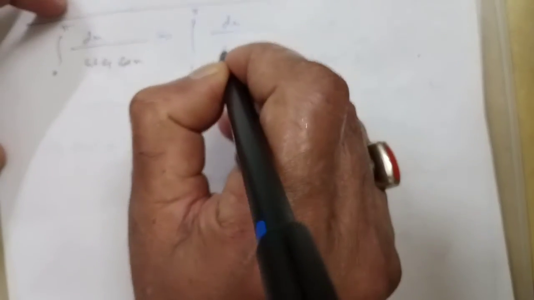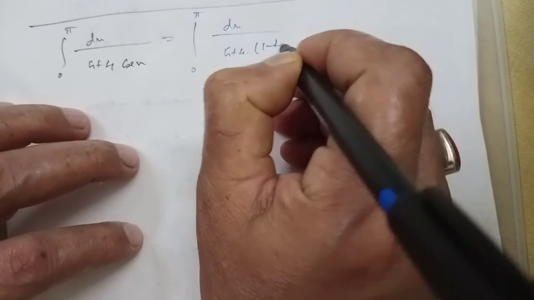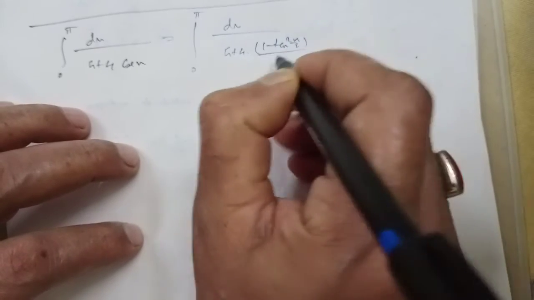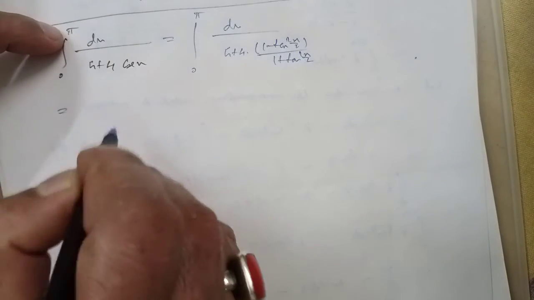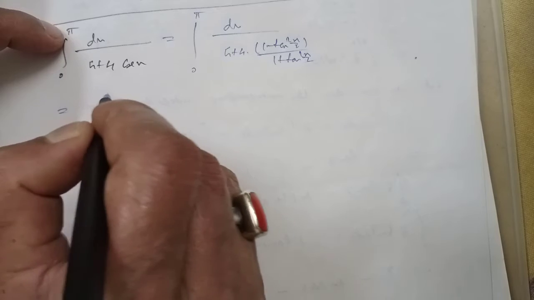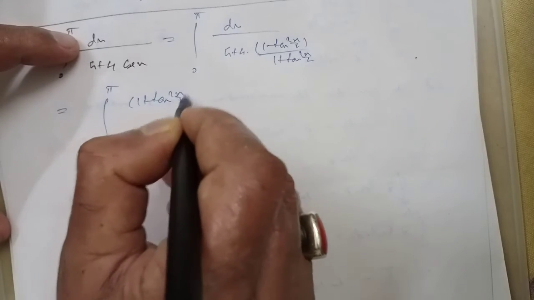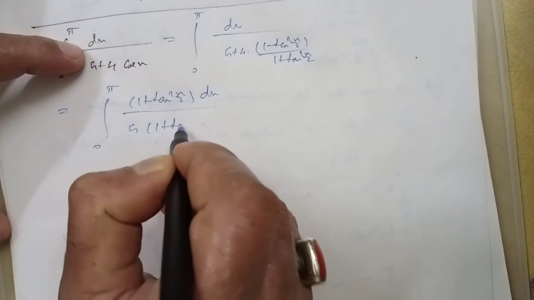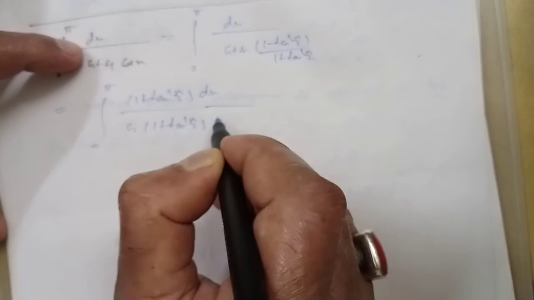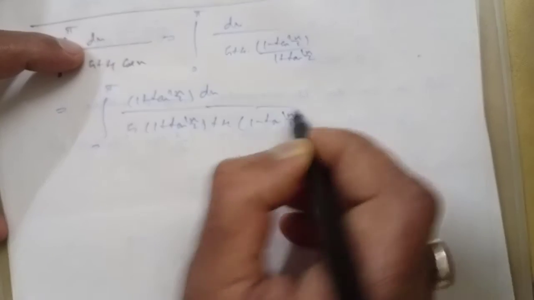Zero to pi, dx by 5 plus 4 into, instead of cos x we can write 1 minus tan square x by 2 by 1 plus tan square x by 2. Okay. Then multiply both numerator and denominator by 1 plus tan square x by 2. So we get 0 to pi, 1 plus tan square x by 2 dx by 5 into 1 plus tan square x by 2 plus 4 into 1 minus tan square x by 2.